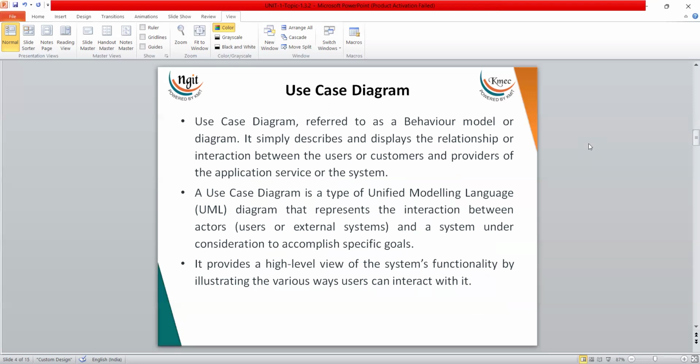It simply describes and displays the relationship or interaction between the users or the customers and the application, service, or system. So a use case diagram is a type of unified modeling language diagram that represents the interaction between the actors and the system under consideration to accomplish specific goals. It provides a high-level view of the system functionalities by illustrating the various ways users can interact with it.